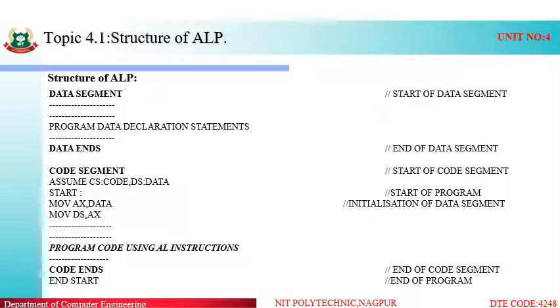The code segment will be followed by the program logic, that is the program code using assembly language instructions. Now after mov ds comma ax, we have to write the logic of the program. Logic means what operations we need to perform, and in the next step we have to end the code segment and end our program with end start. So this is the structure or the format to write any assembly language program. First we will define our data inside the data segment, and then we will write our code, that is the logic of the program, inside the code segment.